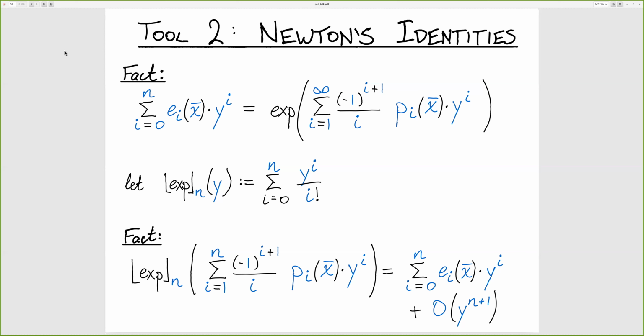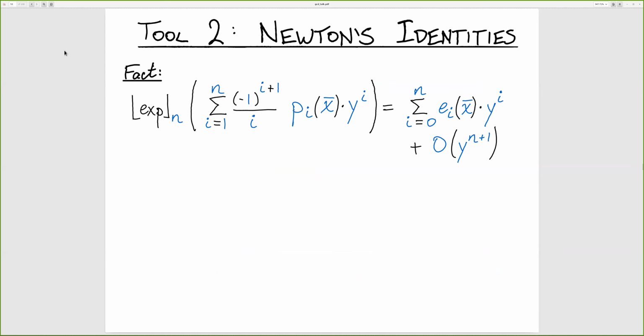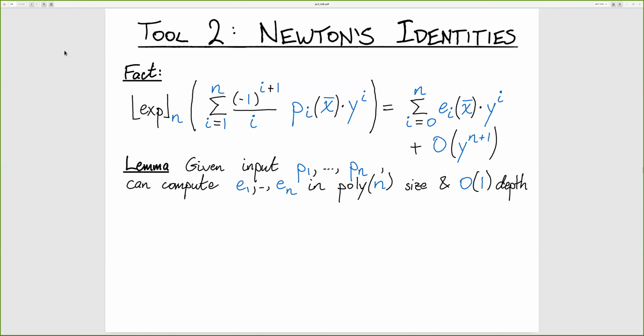How can we get an algorithm out of this? I'm taking the identity and moving it up on the slide for more space. Now here's one thing we can do. Suppose we're given as input the power sums. I claim that from those, we can compute the elementary symmetric functions in polynomial size and in constant depth. And how do you do this?